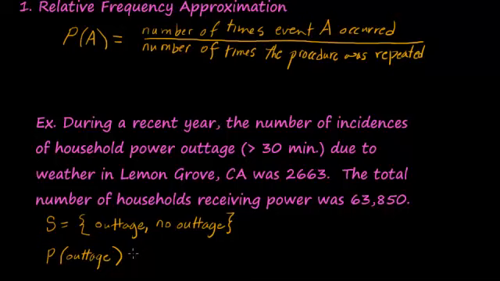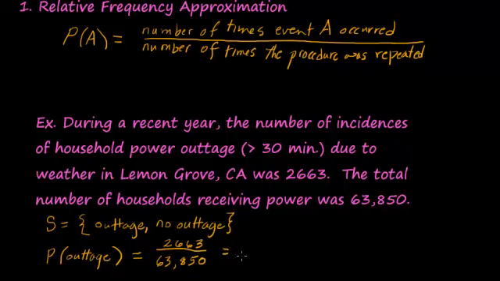The probability of an outage would equal the number of times an outage occurred, as we see above. Going through the records, we saw that 2,663 times, over the number of times the procedure was repeated, which would be going through 63,850 files looking for records of outages. So we have this ratio of the number of times event A occurred over the total number of times the procedure was repeated. Now we can go to a decimal approximation of this.